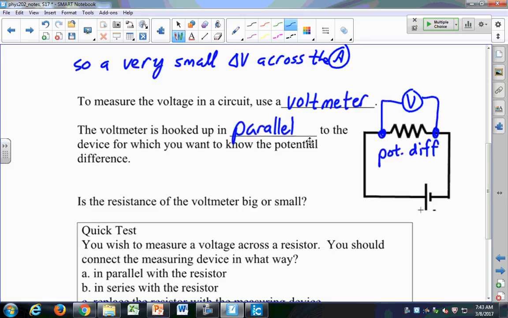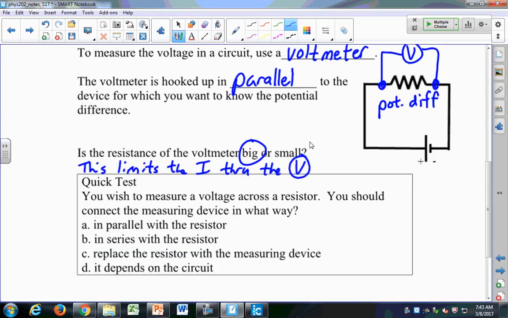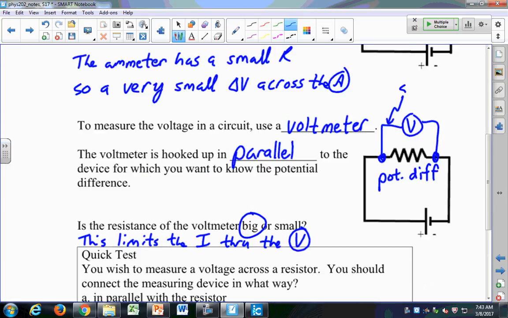If I want very little current to go through it, do I want to resist the flow of electricity a lot or just a little bit? I want to resist it a lot. So the voltmeter will have a very, very large resistance. The voltmeters y'all use in lab are thousands, like 10,000 ohms. So the resistance of the voltmeter is big. This limits the current through the voltmeter. So you get very, very little current, a small current through that voltmeter. Now, will you get a small voltage across that voltmeter?